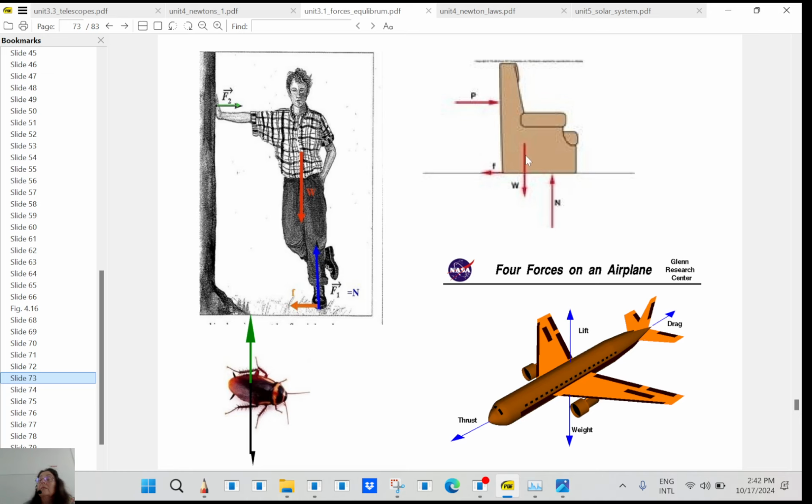What do you think here? Is the sofa accelerating or not accelerating? Yeah, so you have the push, you have kinetic friction, you have the weight and the normal force. So yes, it is accelerating, right? Because the push is larger than the kinetic friction. If you want to find the acceleration, it's going to be winner minus loser equals MA. Okay, we're going to see that next. So this one, is it moving at a constant speed?